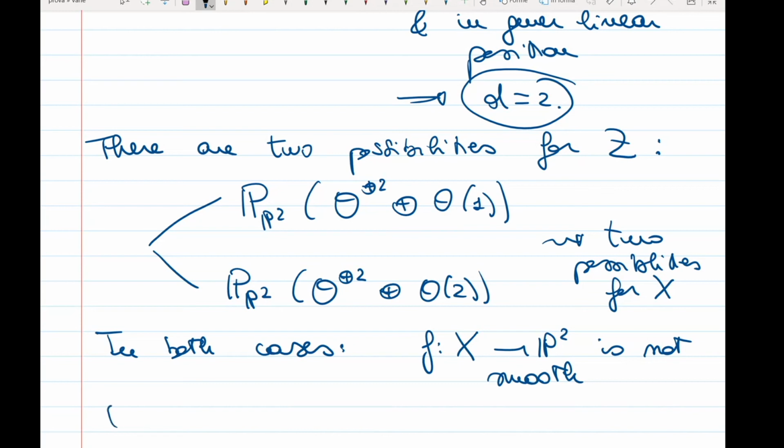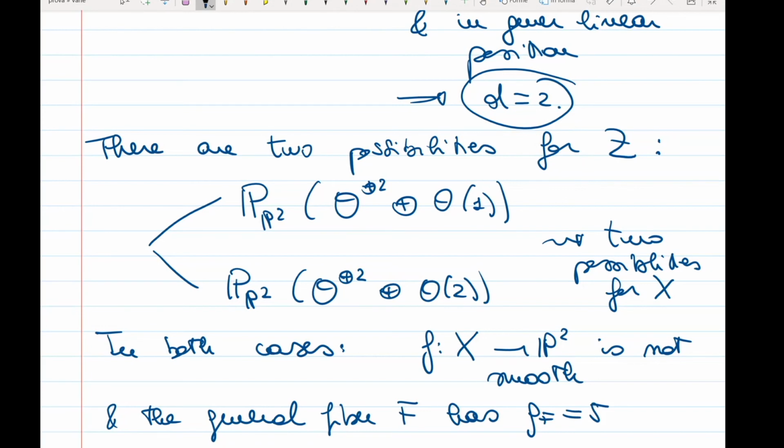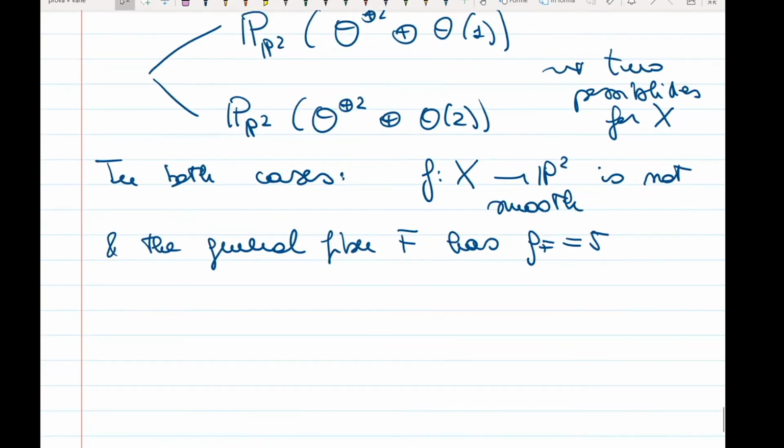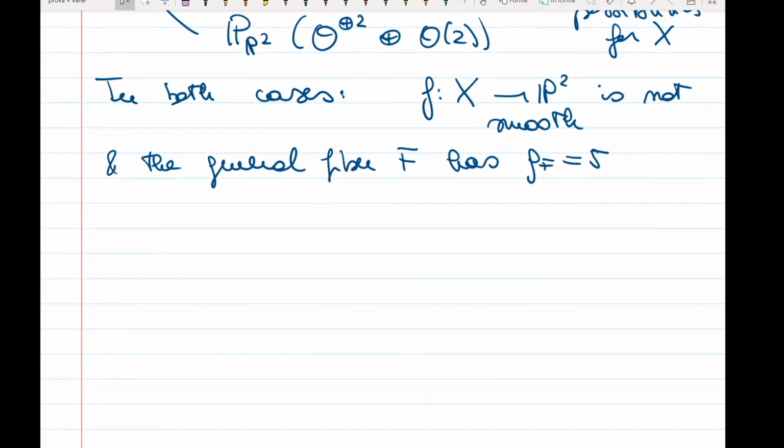And the general fiber F has Picard number 5. So it's the blow up of P2 in 4 points instead of 3. Okay, now in these 10 minutes I want to just describe the two families.